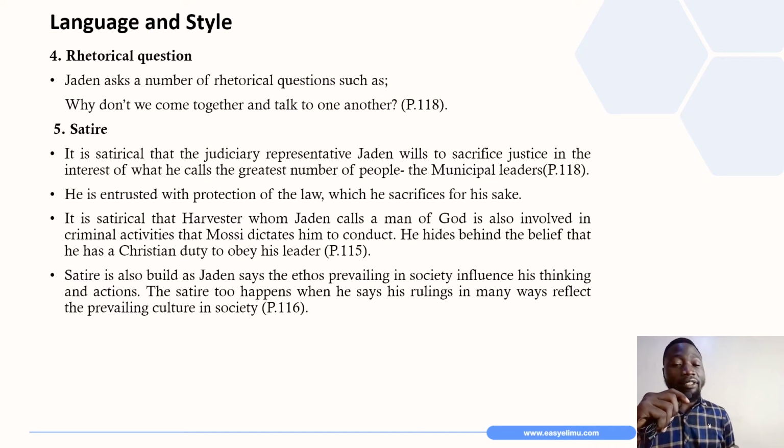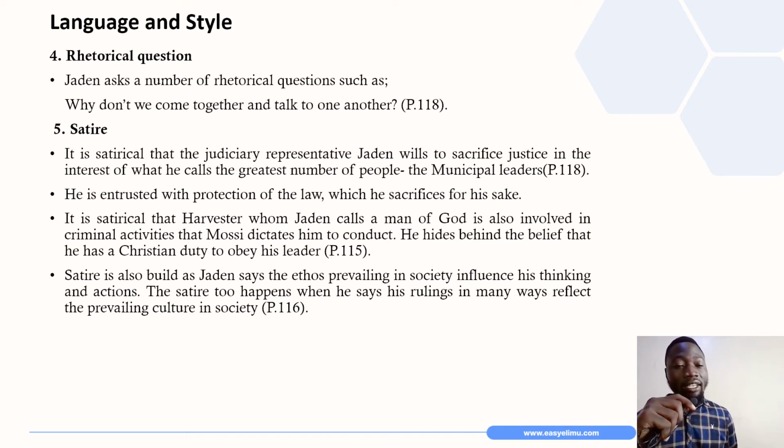So it is also satirical that Harvester, whom Jaden calls a man of God, is also involved in criminal activities that Mosi dictates him to conduct. So he hides behind the belief that he has a Christian duty to obey his leader. So again, we can also talk about Harvester trying to distance himself from some of the issues that are bedeviling the municipality. Remember, he says that he only did whatever he was told to do by his worship, Mayor Mosi. So he also believes that as a Christian, it is his duty to obey his leader. So in this case, his leader is Mosi.